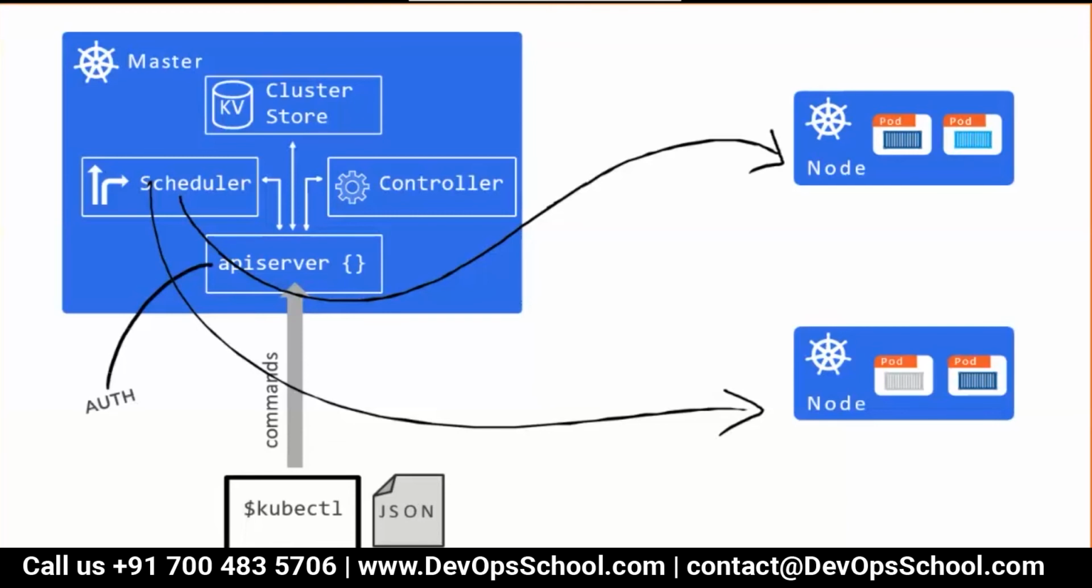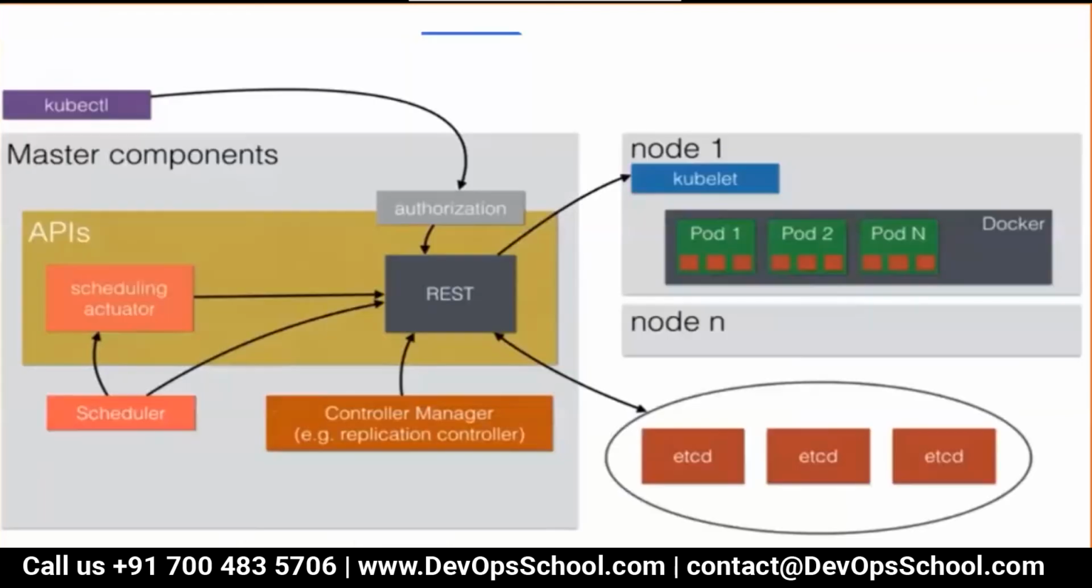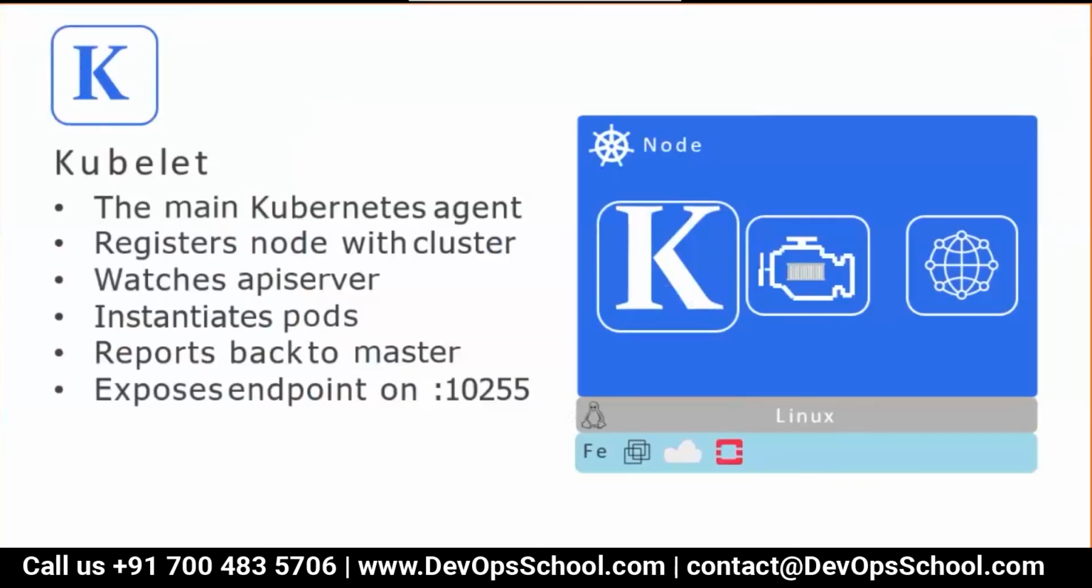So in your workstation, what you have in your laptop, you will have kubectl. And what you do, you write a JSON file. You send it to who? API server. And the rest of the thing happens, you know that very well. So now we are going to understand the complete flow.